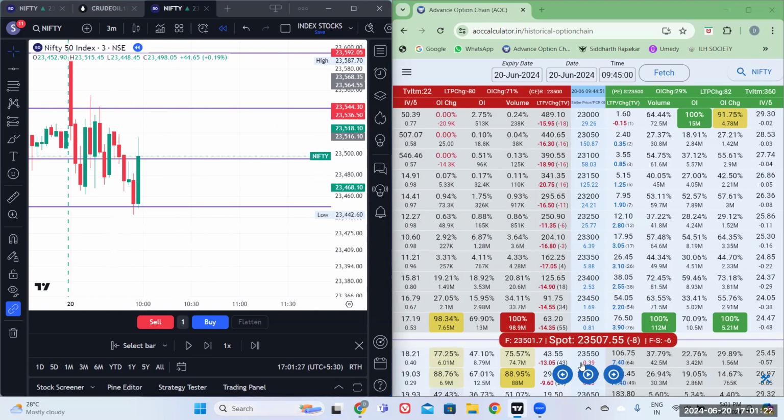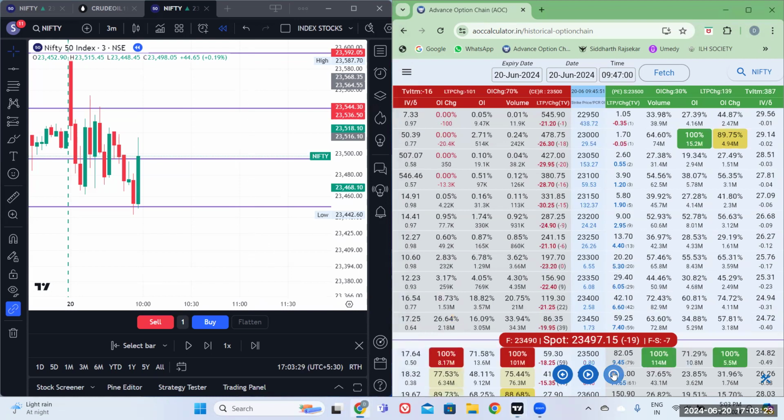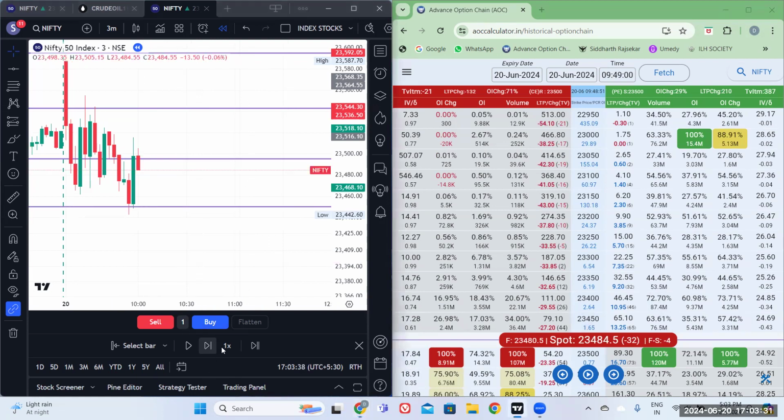Okay, I'm just going to pause this and then we'll continue. 9:45, and then let's go through the data. And the data suggests that again, if the price comes to this level, one more trade is possible.